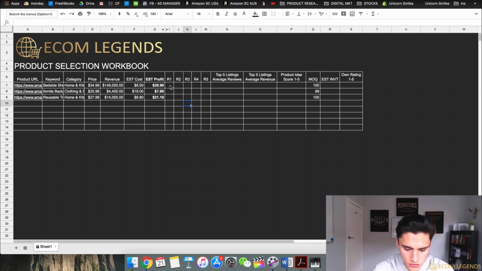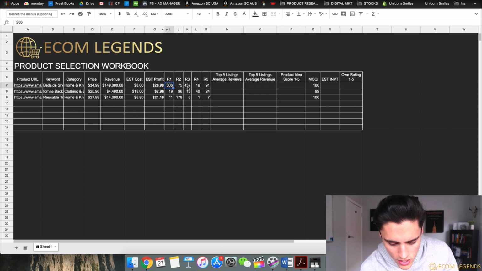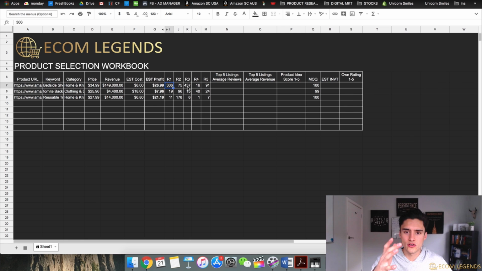All right, so let's just move into the other ones. We need to get the reviews of the top 5 products. As you can see here, we can definitely see very quickly that the bedside shelf is more competitive. However, this is not extremely competitive, guys, okay? Because as you can see, yes, the spot number 1 and the spot number 3 might have moderate reviews. I'm not going to tell you that's like no competition. There is some competition in there, but it's not in the thousands, you know what I mean?